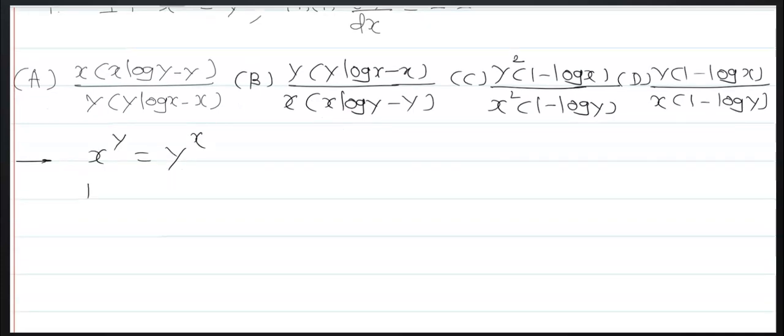Now see the problem. x raised to y is equal to y raised to x. Take log on both sides.